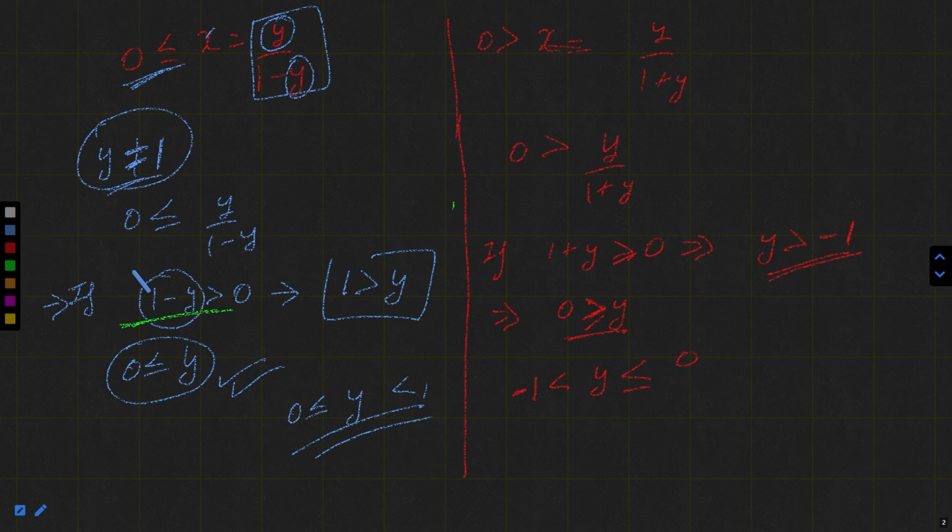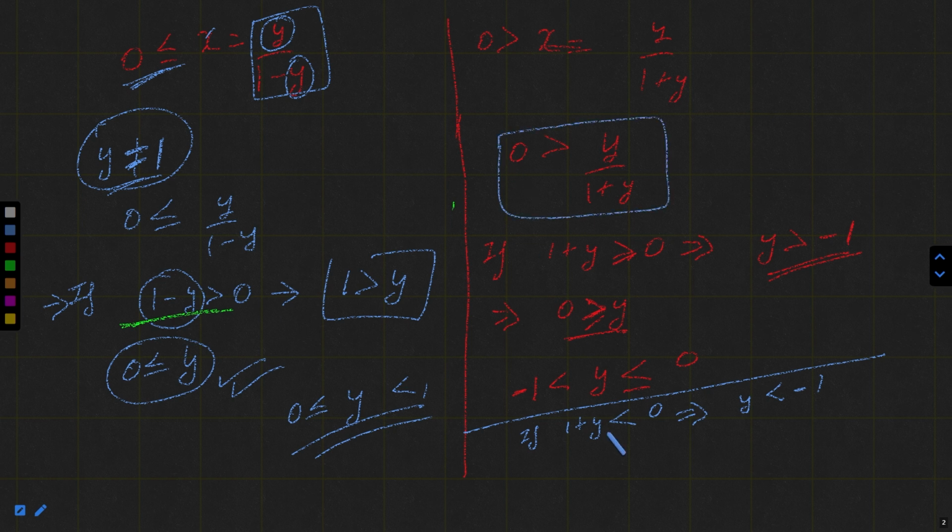What if 1 plus y is negative? Then you will get that y is less than minus 1, and cross multiplying, as the denominator value is negative, the sign gets changed. You will get that 0 is less than y. Does this happen, that y is positive as well as y is negative? This cannot happen. So this case will not occur.